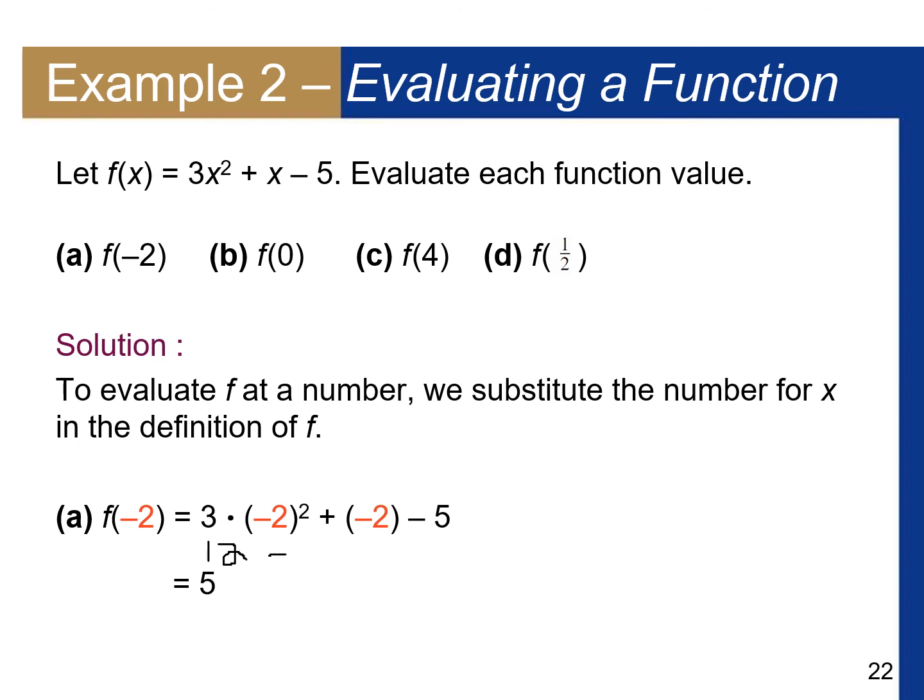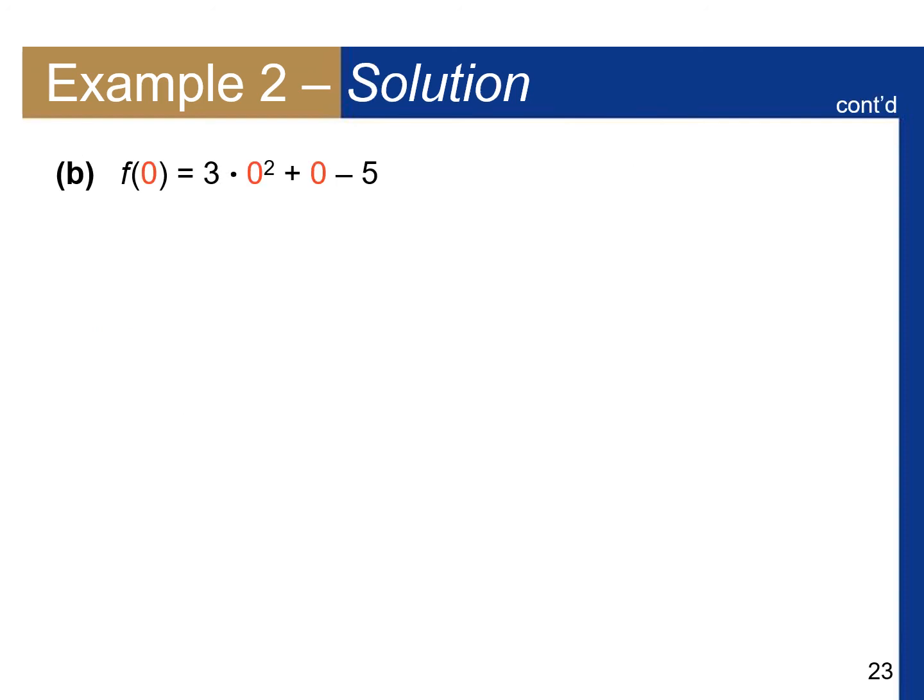12 minus 2, because it's a negative, and then minus 5. So when I do that, I'll get 5. When I place 0 in for x, I'll have 3 times 0 squared plus 0 minus 5. Well, anything times 0 is 0, so this just cancels out, and then I'm only going to have negative 5 remaining.